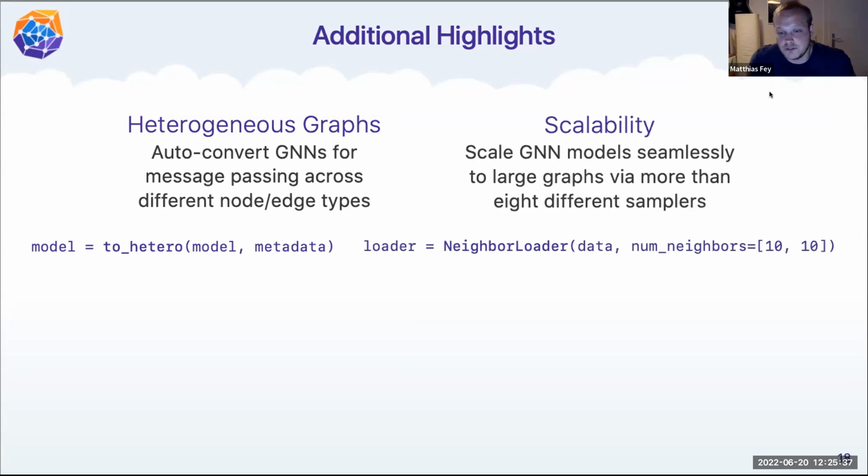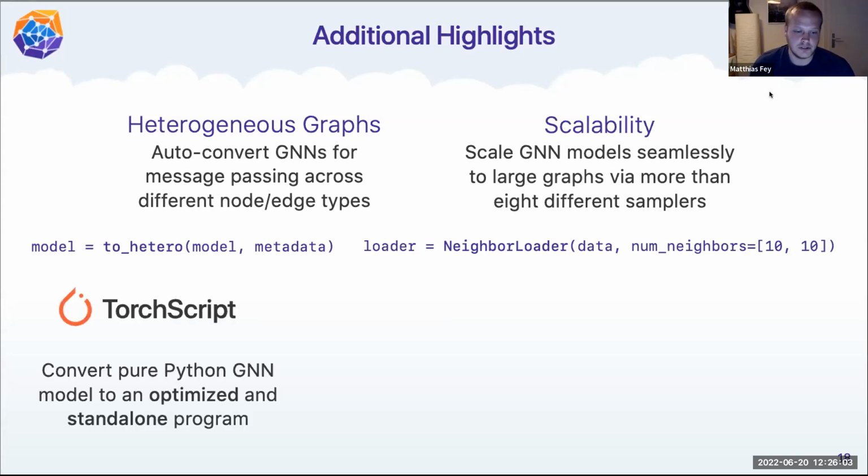We give a lot of focus on scalability, and so we try to make a GNN model scale seamlessly to large graphs with more than 8 different samplers available. And the general procedure here is that instead of having a data loader, you now have a loader that assembles subgraphs from your graph. And so it just takes in a single data object and gets you back a subgraph of that.